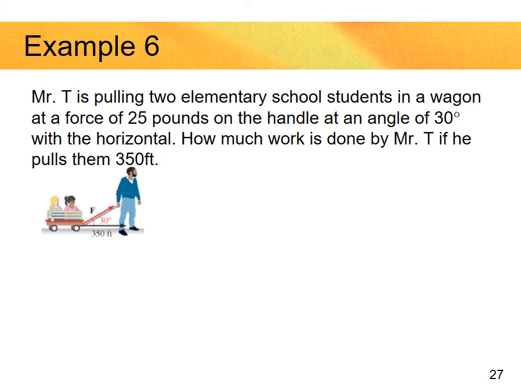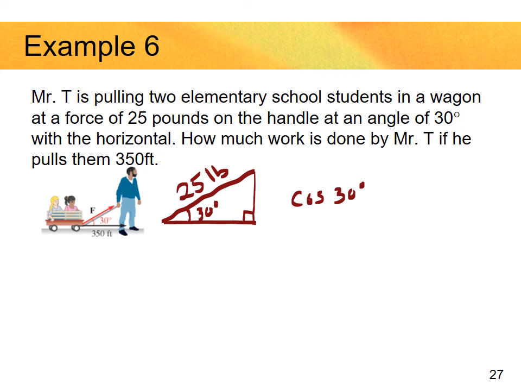Let's go with it here. He's pulling 2 elementary school kids in a wagon at a force of 25 pounds on the handle at an angle of 30 degrees with the horizontal. So how much work is done by Mr. T if he pulls them 350 feet? So let's see. Let's make our little triangle out of this here. So there's my 25 pounds pull because he's pulling the handle of the wagon. It's a 30-degree angle, and he's going to pull it 350 feet.